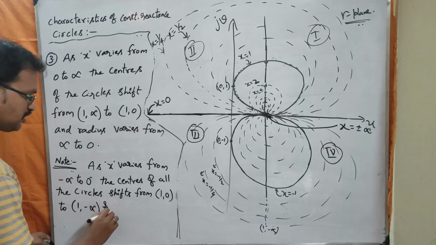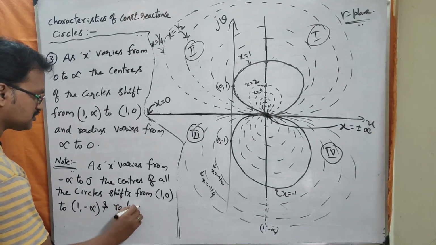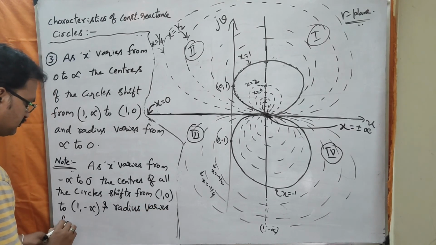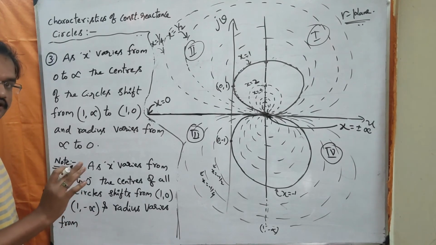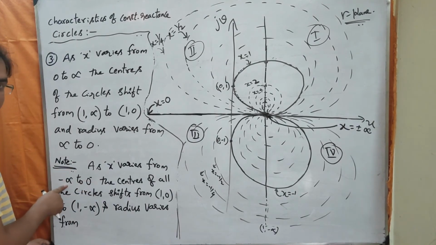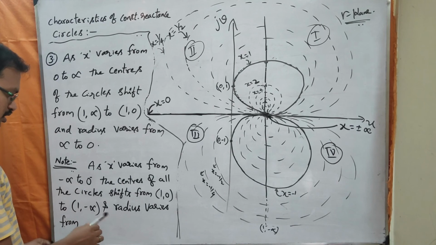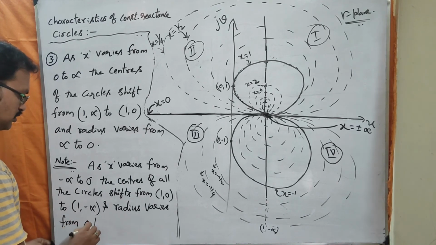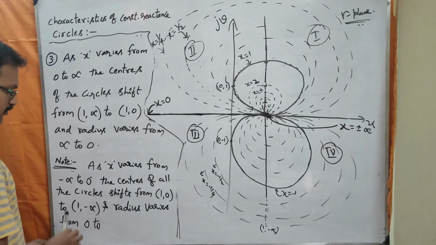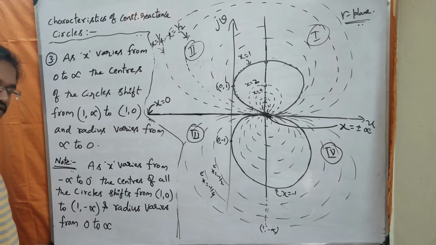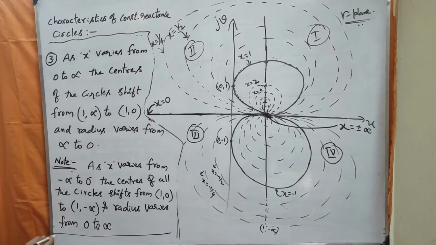And what happens to the radius here? The radius varies from, then always radius you have to consider as positive value. Okay. So whenever x is equal to minus infinity, radius is nothing but what? 1 by x. So you are going to get 0. Okay. So the radius varies from 0 to what? The radius varies from 0 to, whenever x is equal to 0, the radius will go up to infinity. You have to consider always positive value for radius. Okay. Radius varies from 0 to infinity. Understood? Okay. So this is the third point we can write.